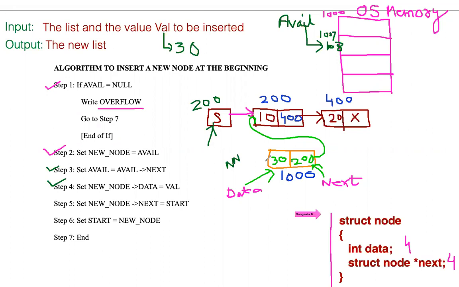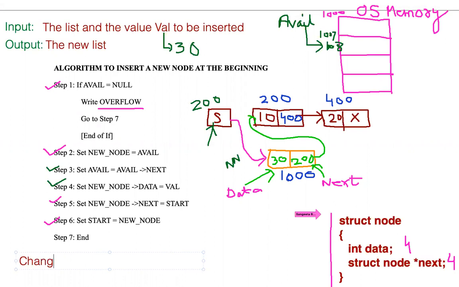Now we have to make this new node the start. So we write start equals new node. If we write this line, this linking will be over, and now it will come down to this one. So you see, we have inserted a node at the beginning of the list. What will be the complexity of this algorithm? If you look at this complexity, insertion at the beginning of the linked list is only a change of a few pointers.